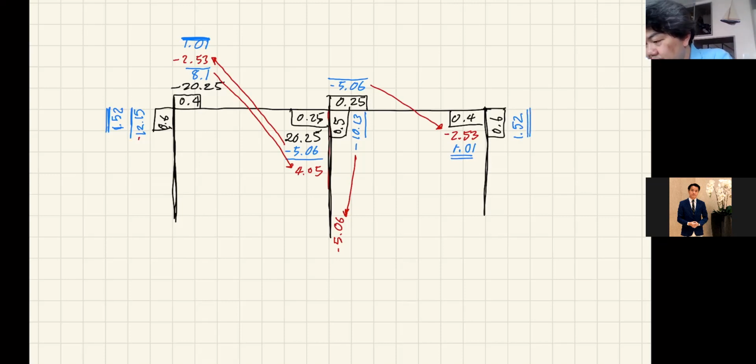So now we move back to joint B, which we have unbalanced moment of 4.05, the red one. Now we have 3 members. So 25% is going to come from member AB. That is minus about 1.01. And then member BC, it's another 1.01. And then member BE, which is a column, that's 50%, so it's minus 2.03 exactly. Don't go crazy about the numbers, you know. So that's the end of the second cycle.